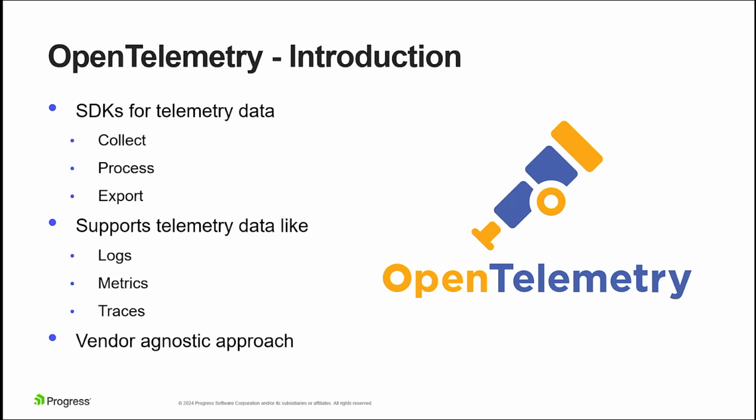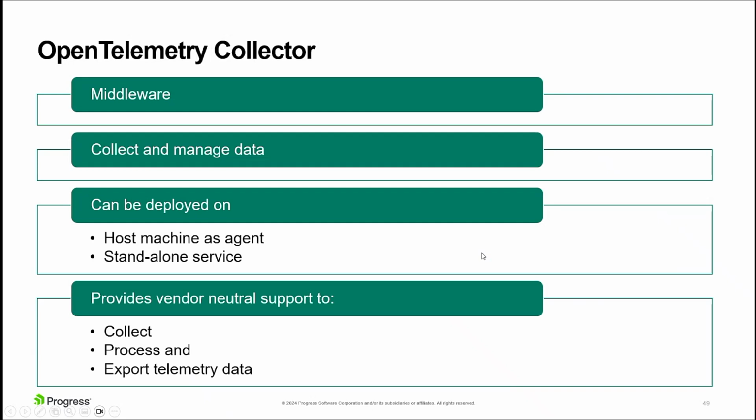That is, we can use any telemetry backends like New Relic, Dynatrace, or Grafana to visually inspect what exactly is happening in our ABL code. So the OpenTelemetry Collector is one of the key components of the OpenTelemetry architecture, and it acts as a middleware, which is responsible for collecting and managing data.